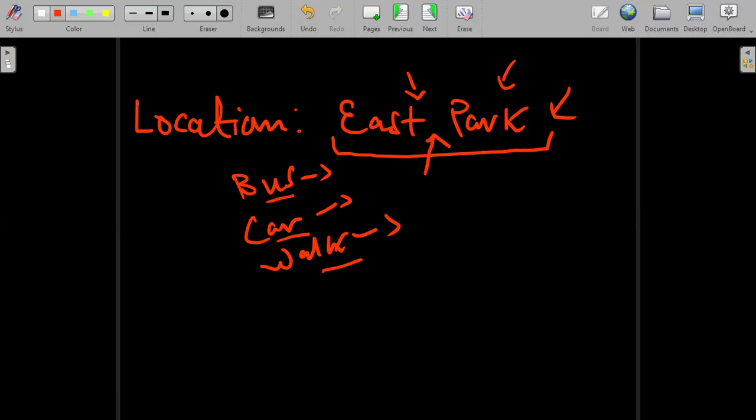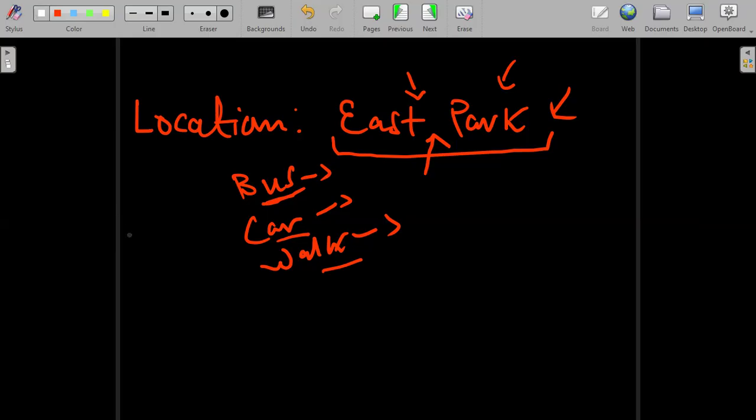When you're at East Park, we are going to say your location is East Park. We're not going to say your location is bus East Park because you took a bus to come to East Park. No. So that's the state function. It only depends on the current state, but does not depend on the path that you take to reach there.